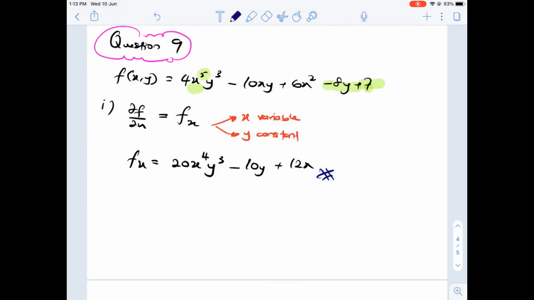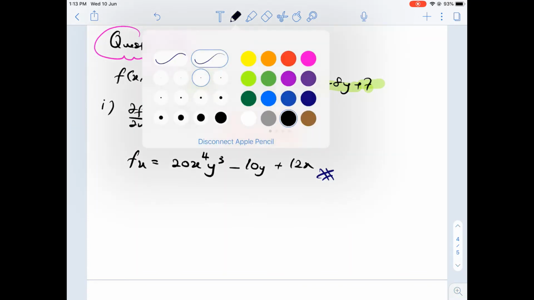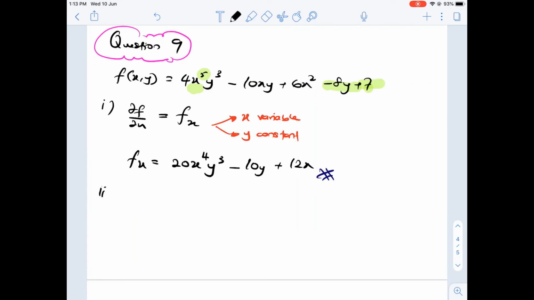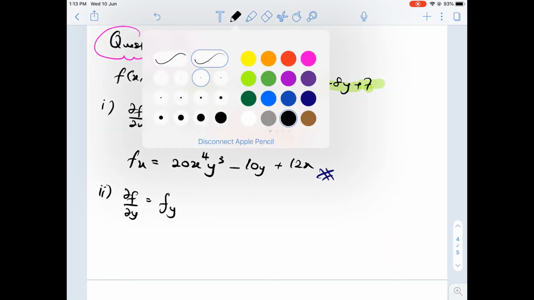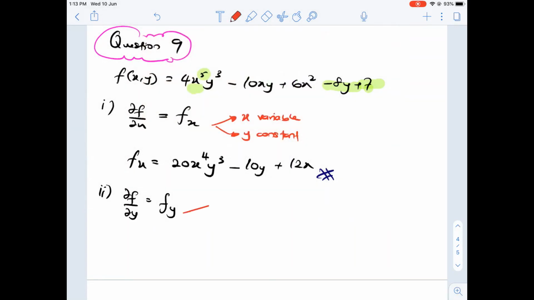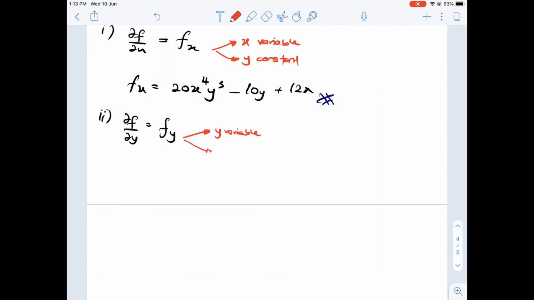Alright. Question number 2. We need to find del f del y, or we can rewrite it as f subscript y. In this case, since we differentiate with respect to y, we consider y as the variable, but now x becomes the constant.